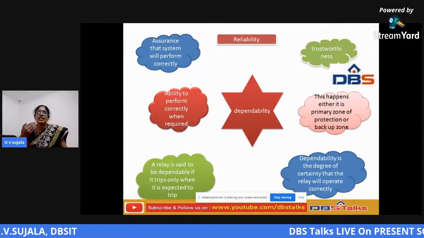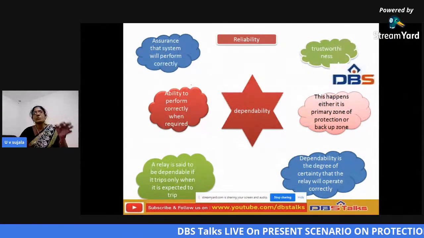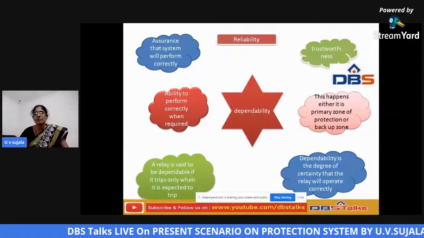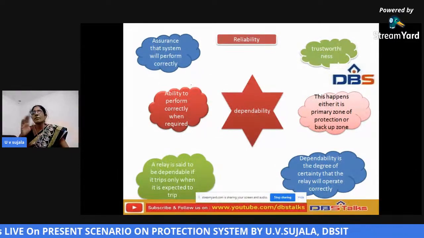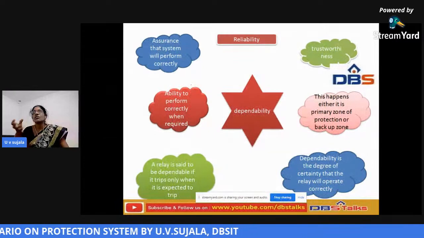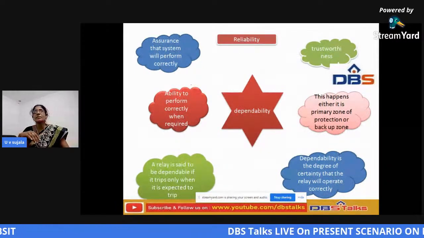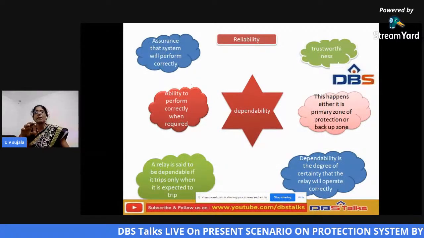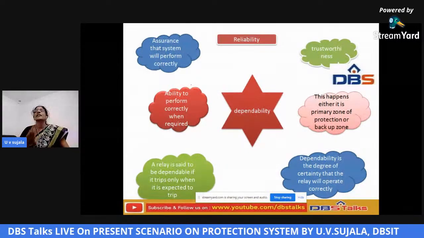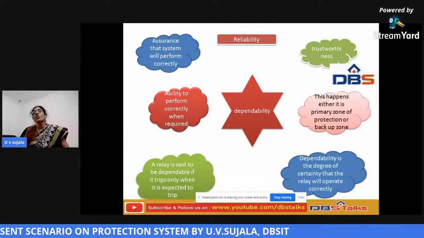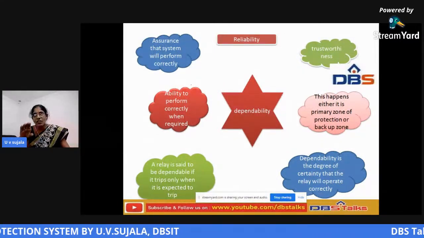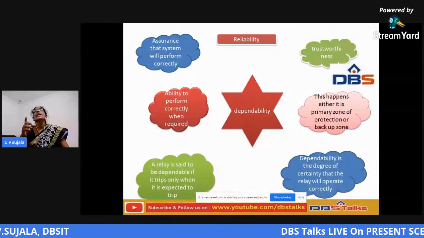Suppose a relay is said to be dependable if it trips only when it is expected to trip. If a fault occurs, the relay must trip. If that relay does not trip, then the equipment will be damaged. So whenever it is required, only then will it operate. That is nothing but dependability.